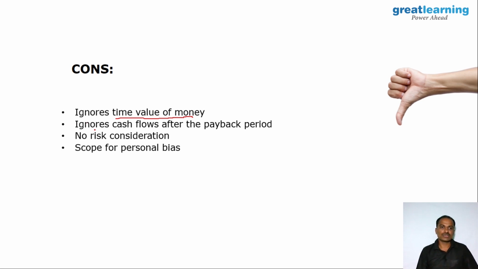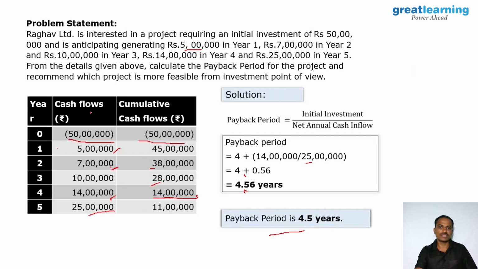The second limitation of payback period is that it ignores cash flows after the payback period. Just to quickly show you, if you see the previous example, we took only up to 4 years plus the amount to be recovered from 25 lakhs. After that, the cash flows are ignored. Only 4.56 years is what we wanted, nothing beyond that.